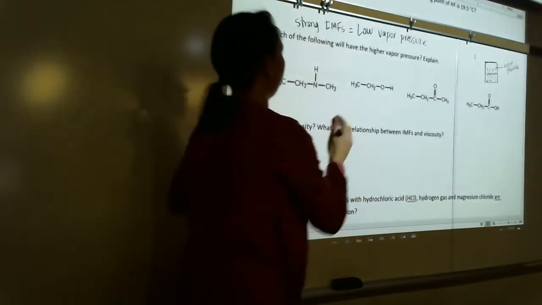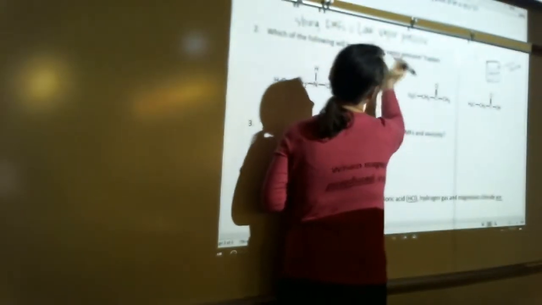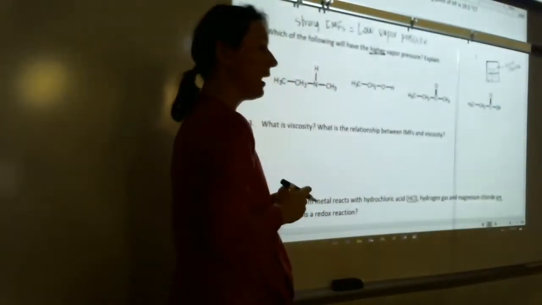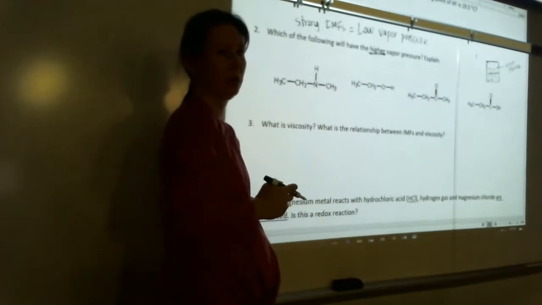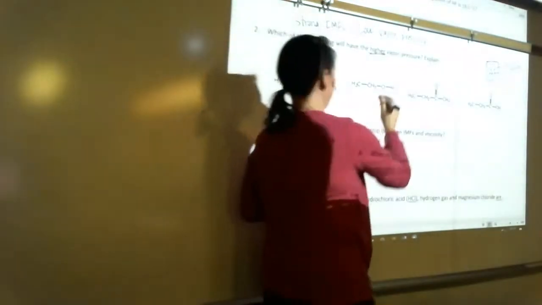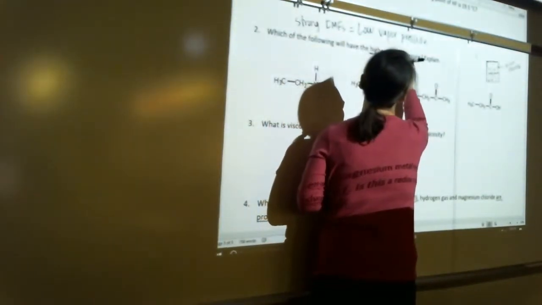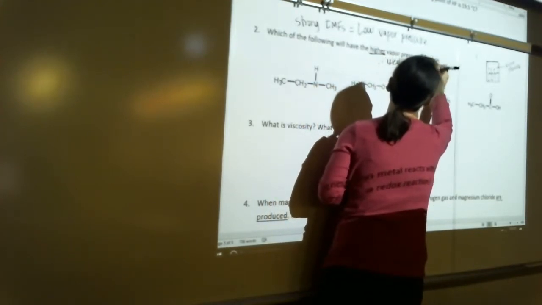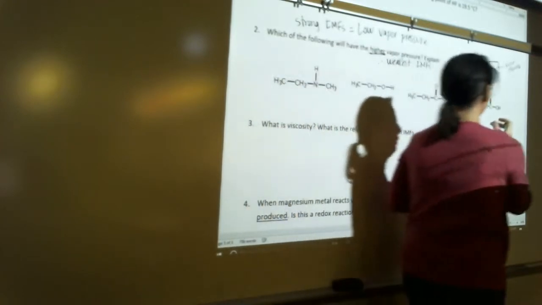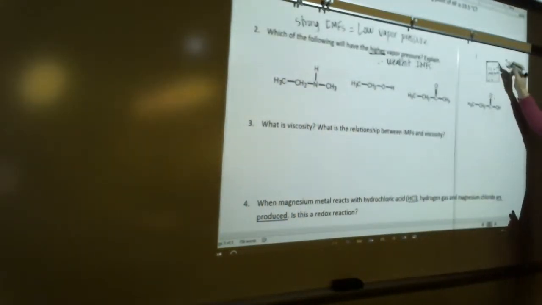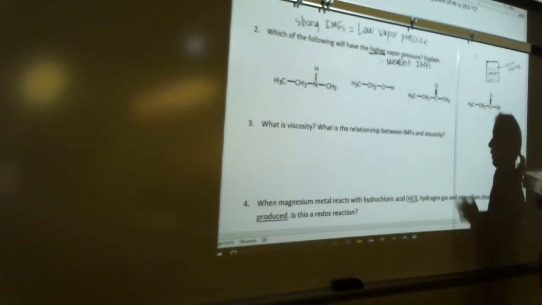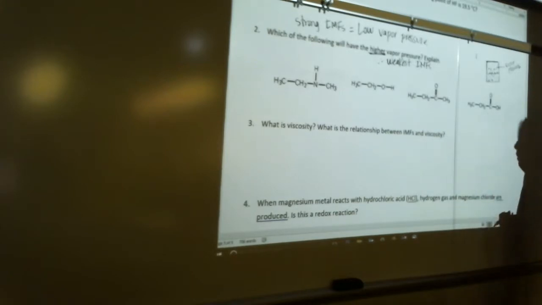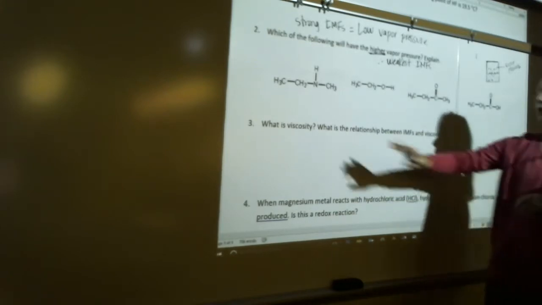So we want the one with the highest vapor pressure. So are we looking for the one with the strongest IMFs or the weakest IMFs? We're picking the one with the weakest IMFs, right? Because if you've got weak IMFs, then this vaporizes really easily, which means you'd have a high vapor pressure. So now we just got to go through each one of these molecules and assign IMFs, figure out what we can do. So let's start with the first one.